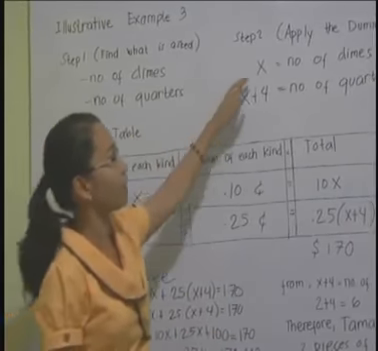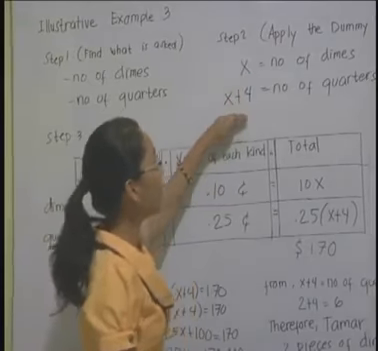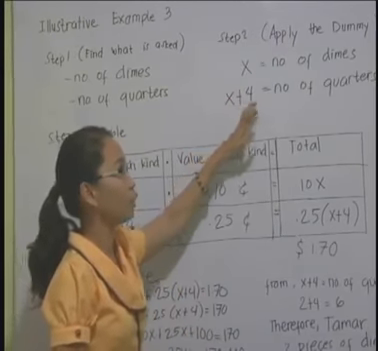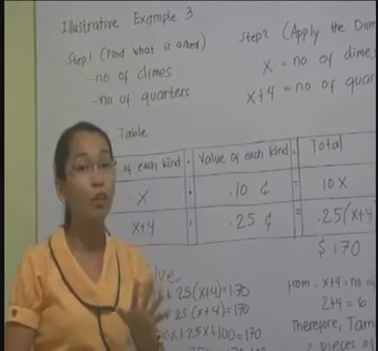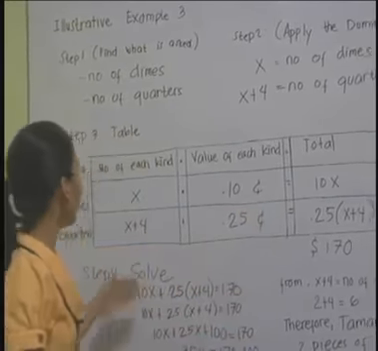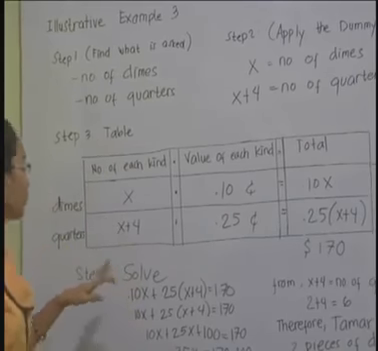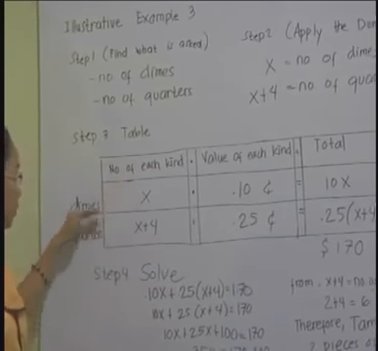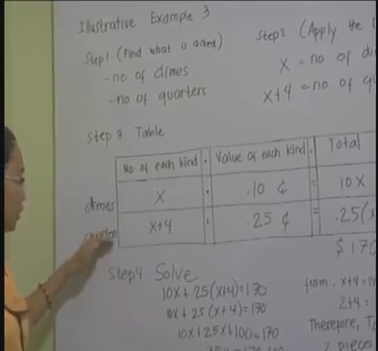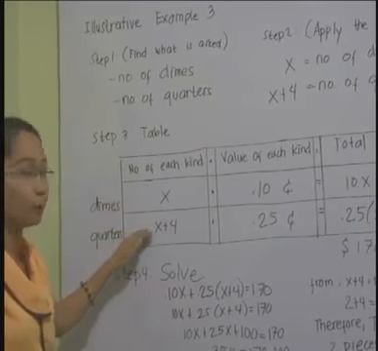That's why we let x as the number of dimes and we let x plus 4 equal the number of quarters, because the quarters are 4 more than the dimes. Now let's have the table. Step 3. The first column stands for the number of each kind. The dimes has x and quarters is equal to x plus 4.